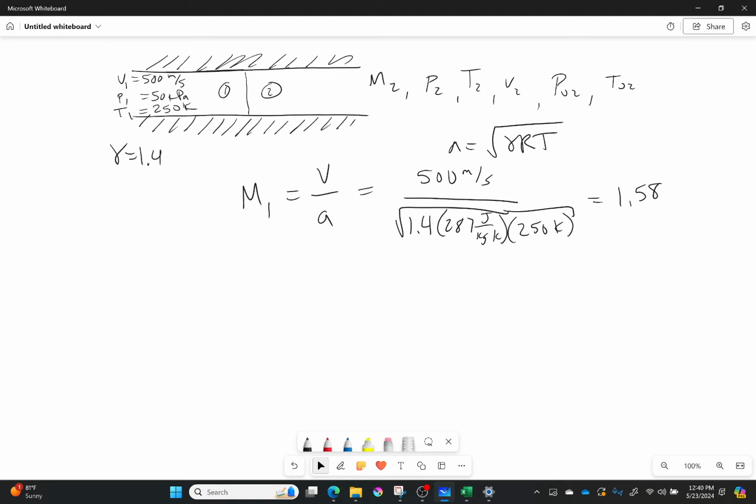So let's go ahead and go to the tables and grab everything we can. We're going to need all the ratios. So we're going to need to know what P2 over P1 is. We're going to need to know what T2 over T1 is.